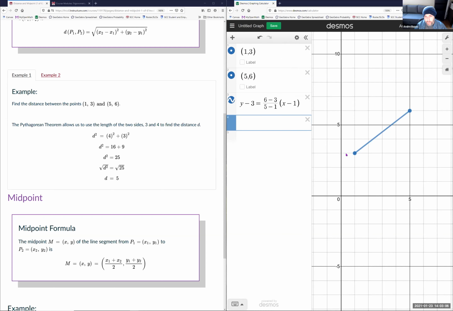So what we're trying to do when we determine the distance between the points is find the distance of this line right here, right? If I had a measuring tool, I could just measure it, but I don't have a measuring tool. So let's figure out some mathematics that I can do in order to do this.